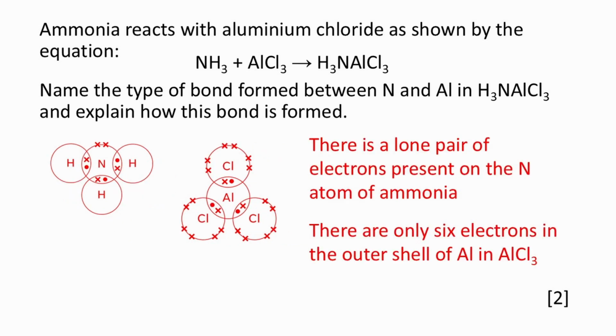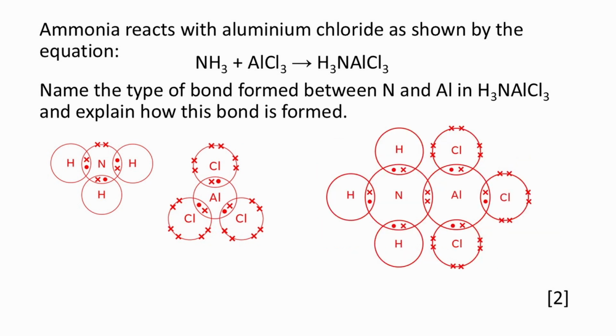We can see that there is a lone pair of electrons present on the nitrogen atom of ammonia. There are also only 6 electrons in the outer shell of aluminium in AlCl₃. The dot and cross diagram on the right represents the molecule that is formed, H3N AlCl₃.